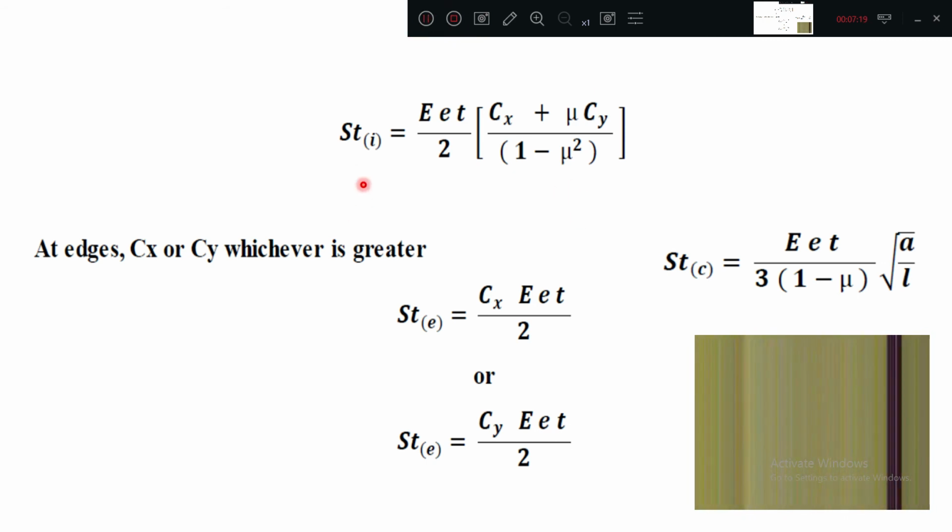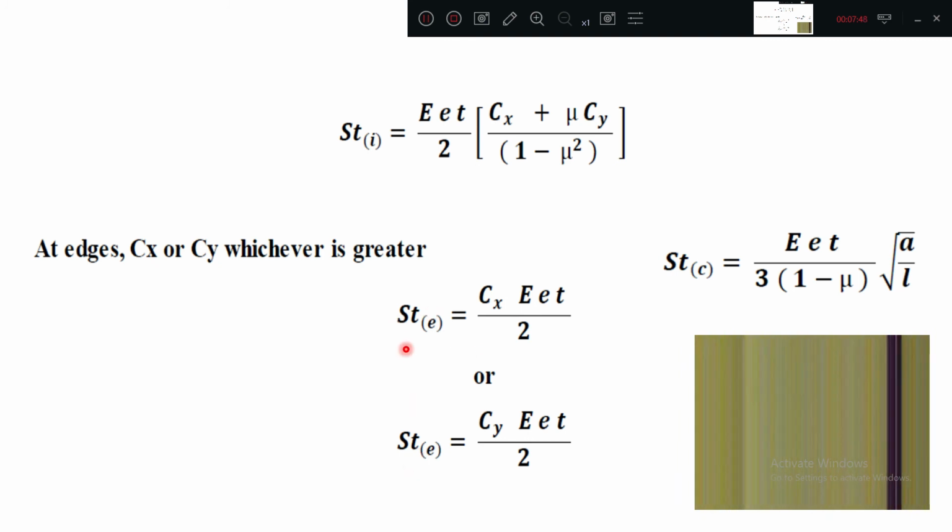Now we'll see interior stress due to temperature, which depends upon some factors: E t by 2 into (Cx plus mu Cy) over (1 minus mu square). Now Cx and Cy are called Bradbury coefficients. There is one chart from which we have to select Cx and Cy. E is the modulus of concrete. Small e, we will see what those are. Now this is the formula for interior stress for temperature.